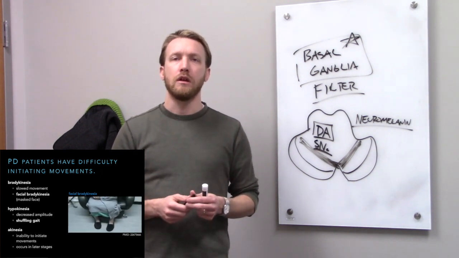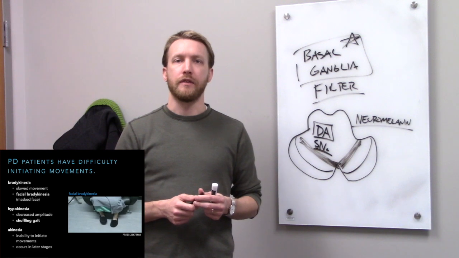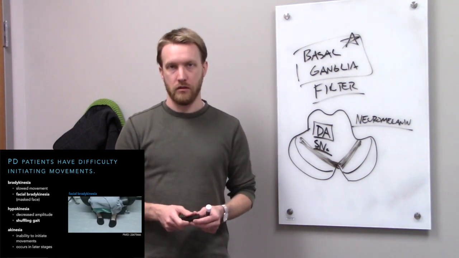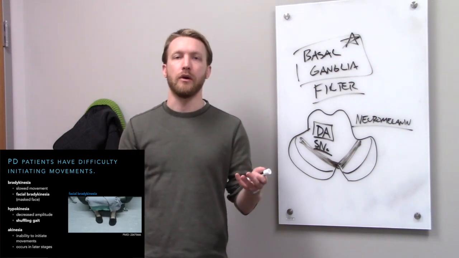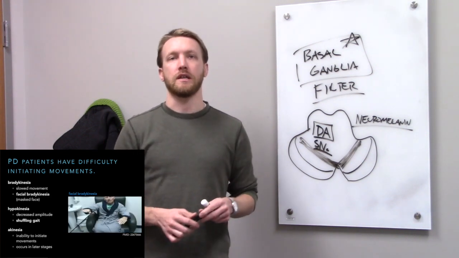That unilateral severity is not uncommon. It's not uncommon for the disease to start on one side and then spread to both, but still more profoundly affect one side.